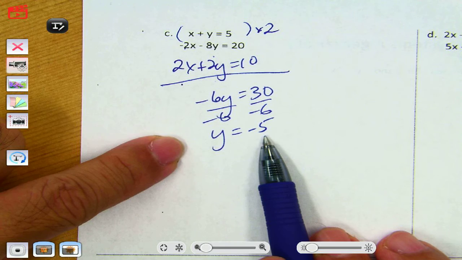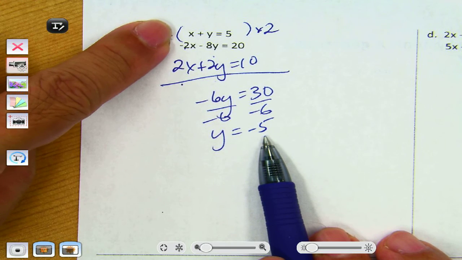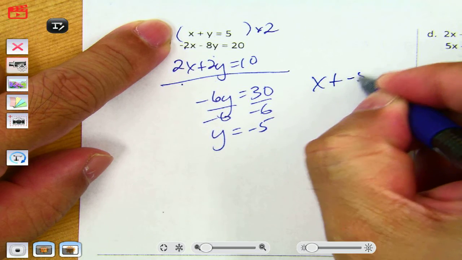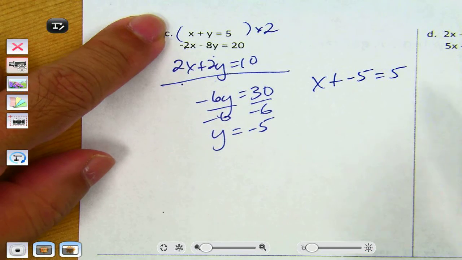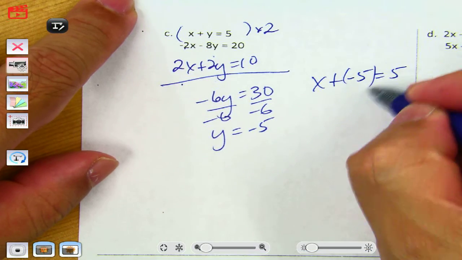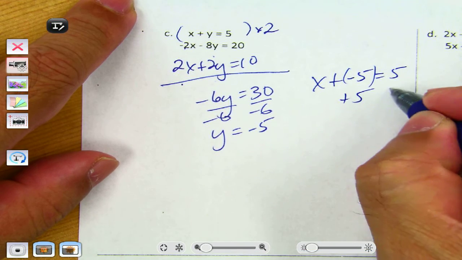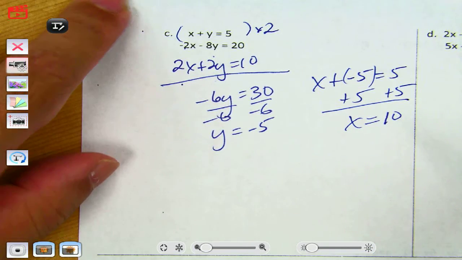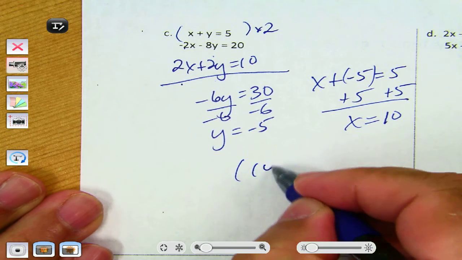So plug in negative 5. I prefer to use the simplest one. I'm going to plug it into x plus y equals 5. So it'll be x plus negative 5 equals 5. I replaced the y with negative 5. I guess I should put in parentheses. Then add 5 to get rid of that. So x equals 10. Final answer, (10, negative 5).